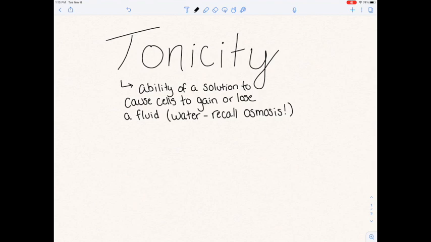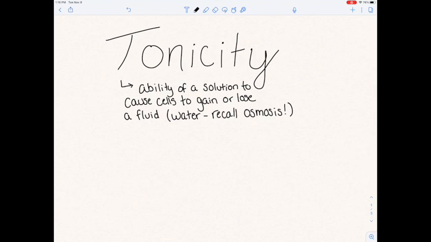We are going to be talking about tonicity, which is the focus of the upcoming lab. For now, though, we need to start by figuring out exactly what tonicity is. So we're going to start by defining it. Tonicity is the ability of a solution to cause, in this case cells, to gain or lose a fluid, which in this case is going to be water.